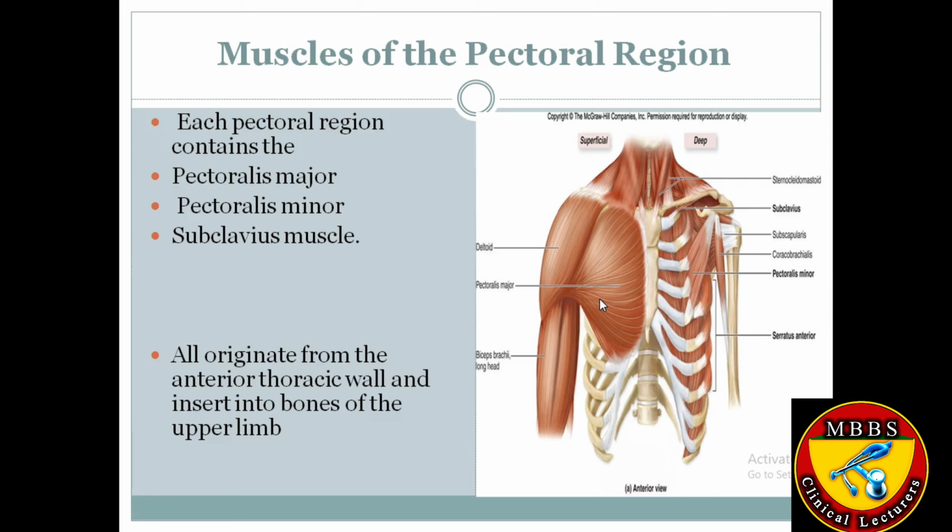The muscles of the pectoral region. Each pectoral region comprises three muscles. The pectoralis major muscle. When we remove the pectoralis major muscle, we can see the pectoralis minor muscle and the subclavius muscle, which lies beneath the clavicle. All these muscles originate from the anterior thoracic wall and get inserted into the bones of the upper limb.